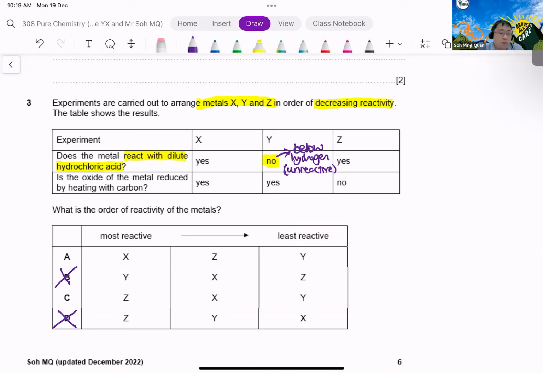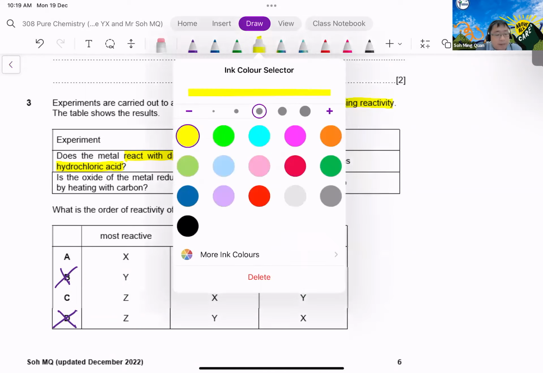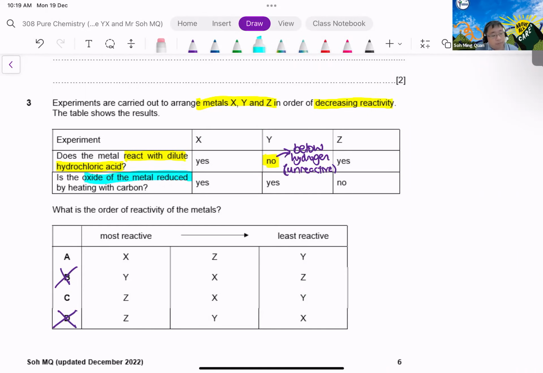Okay, now the next question. Is the oxide of the metal reduced by heating with carbon? Now, this is the crucial one. Most students will always forget this because they think that no means unreactive. But they don't read the question carefully. You read the question again. Is the oxide reduced with carbon? No. No means what? No means the oxide cannot be reduced.